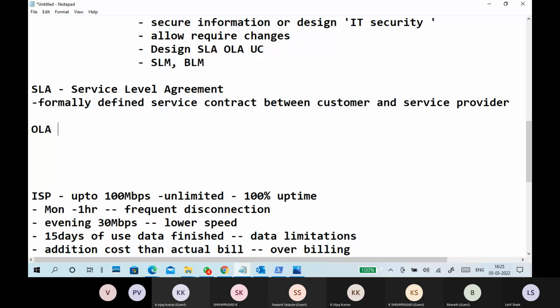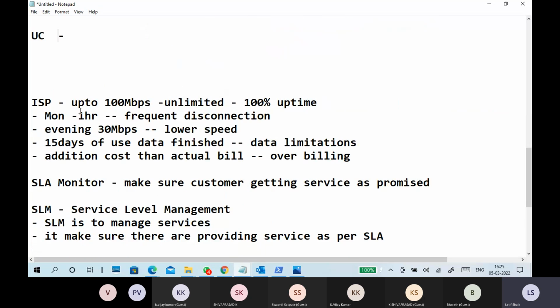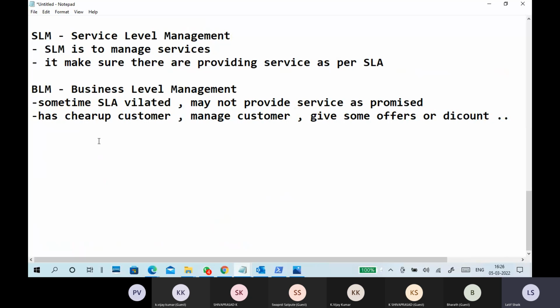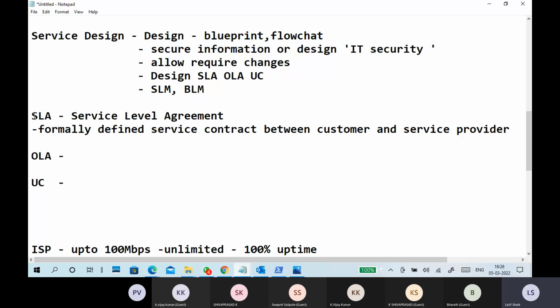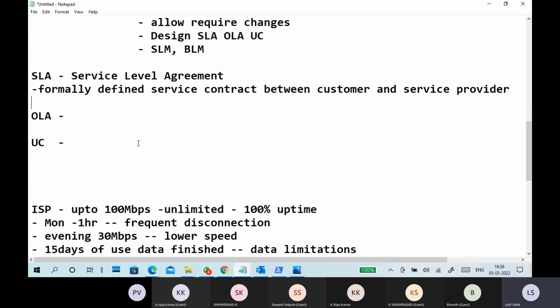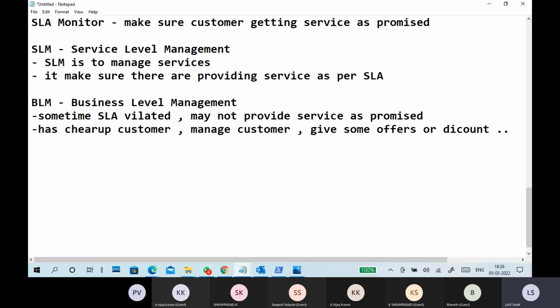There are two more things: OLA, organizational level agreement, and UC, which means user contract. So that is two more. Find these things also: what is SLA, OLA, UC? Service level agreement, organizational level agreement, and user contract. Already I made that one and forwarded it also. Just go through it.